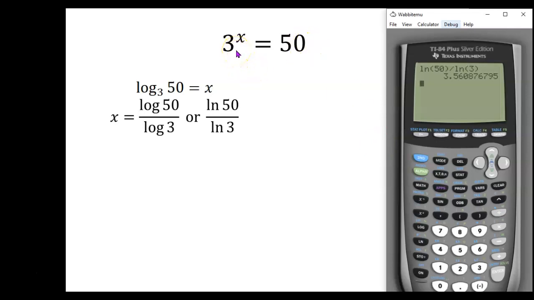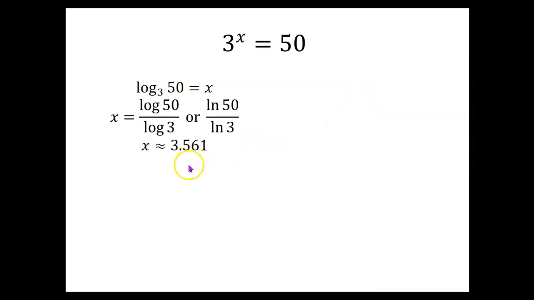Okay, that sort of makes sense. 3 would be too small because 3 to the 3 power is 27. 4 would be too big because 3 to the 4 power is 81. So somewhere in between is the power we're looking for. And it turns out that that's about 3.561 if we want 3 places after the decimal point.